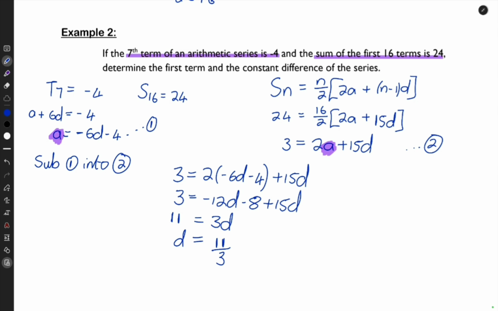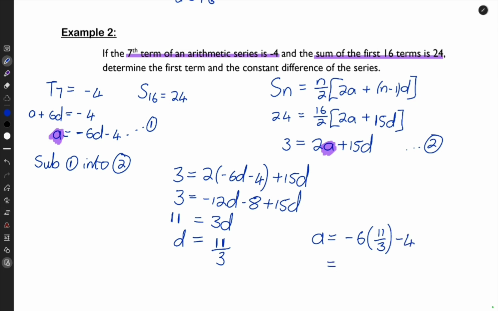Now I just need to get a. The question was to get the constant difference and get the first term. I got the constant difference. I can now just get the first term, and equation 1 will directly give me a. So a should be equal to minus 6 times 11 over 3, minus 4.